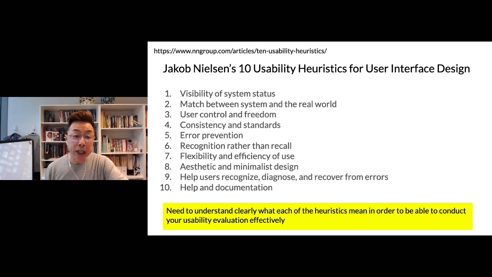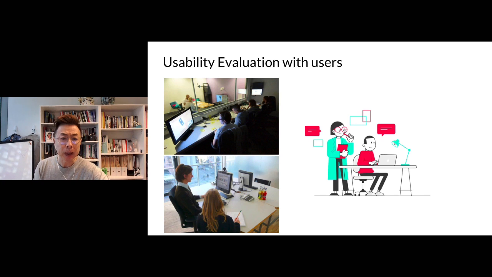But your job is, you need to understand clearly what each of the heuristics mean, because when you do your usability testing with your users, you should be able to find out why and match it with particular heuristics, which heuristics the user has a problem with in terms of design. So when you're conducting usability evaluation with users, they are often conducted in a very controlled environment, as the pictures here show. Sometimes, it's conducted not only in a room, but there's also a one-way glass where observers sit on the other side with a microphone, they can hear everything, as well as record the whole thing.